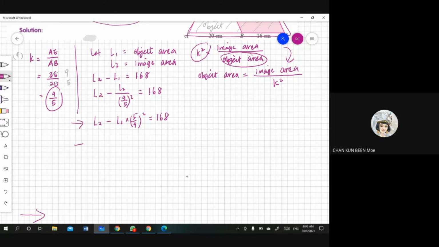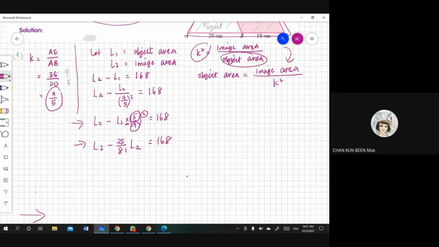The second line will be L2 minus. So over here, 5 squared means 25, I write down. 9 squared means 81. Times means you can exclude the multiplication and just write down L squared. It is just like 2 times A, so it is 2A. You learned this before. Equal to 168. Okay, now we continue here.